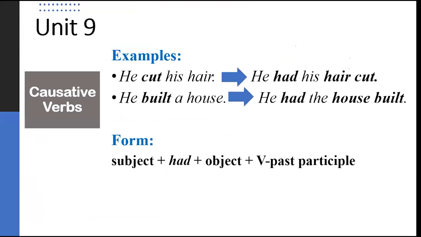In Unit 9, we took causative verbs. Causative verbs means that someone is doing an action for us, meaning someone is doing the thing for us. We are not doing it for ourselves. For example, he cut his hair. He had his hair cut.